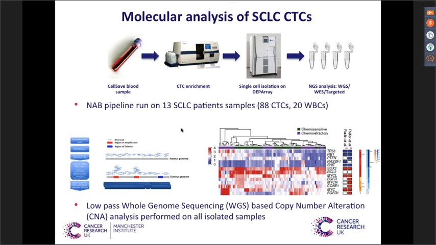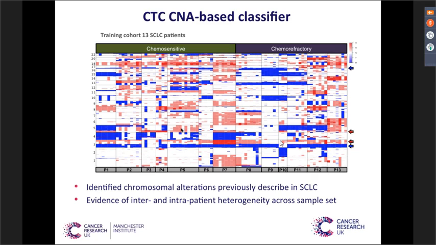So it gives us confidence in the single cell data we were generating. So if you look at the global copy number changes in these patients, again, what we've got here is 13 patients. Each column is a single CTC. Blue is deletions, red are amplifications.